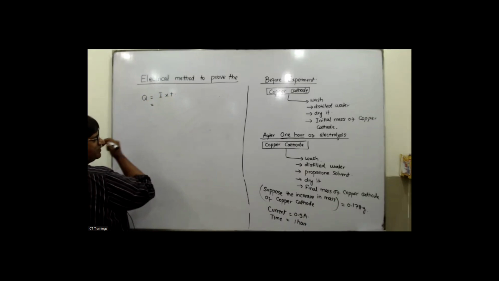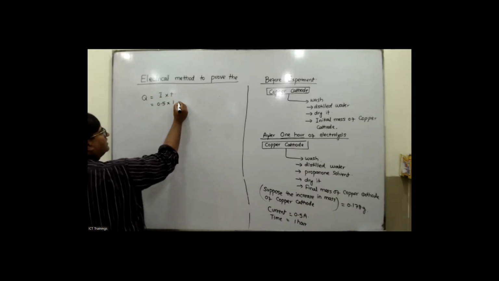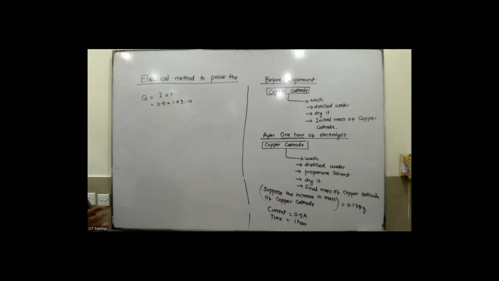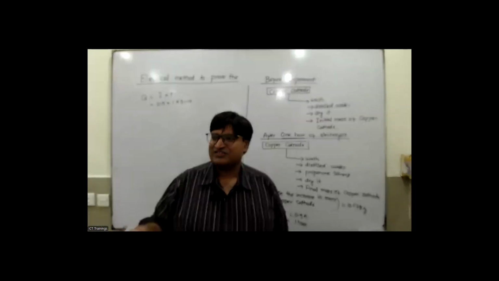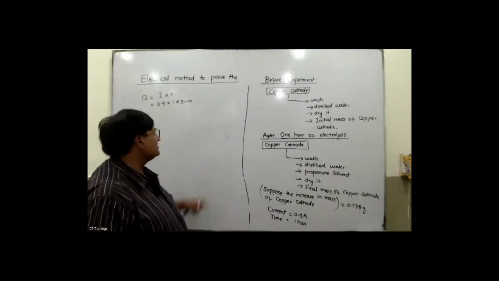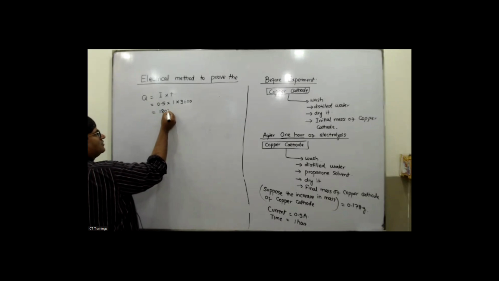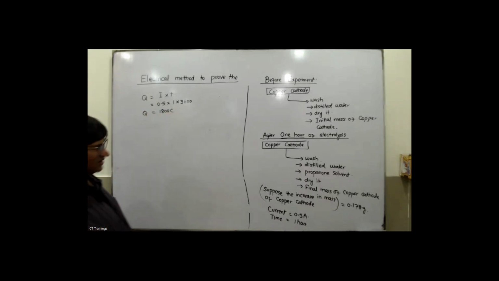The I up here is 0.5. The time up here is 1, multiplied by 3600 to make it into seconds, because 1 hour contains 60 minutes and 1 minute contains 60 seconds. So with 3600, it becomes 1800 coulomb. So this is the charge. This is the first thing we have done.